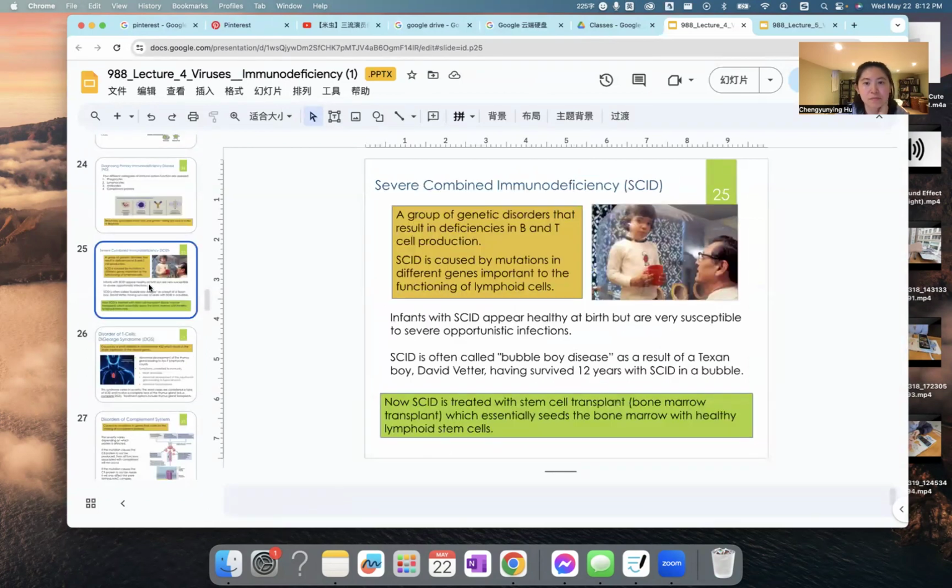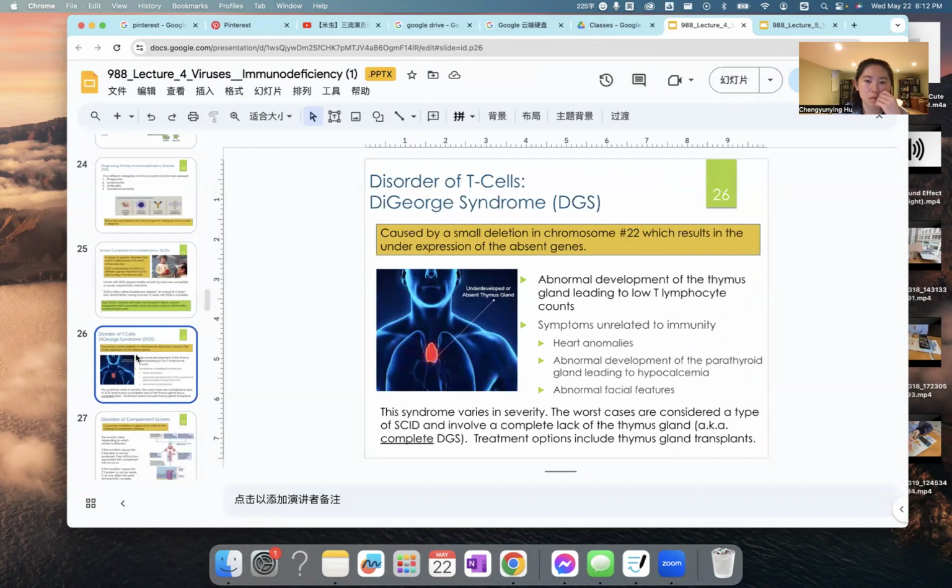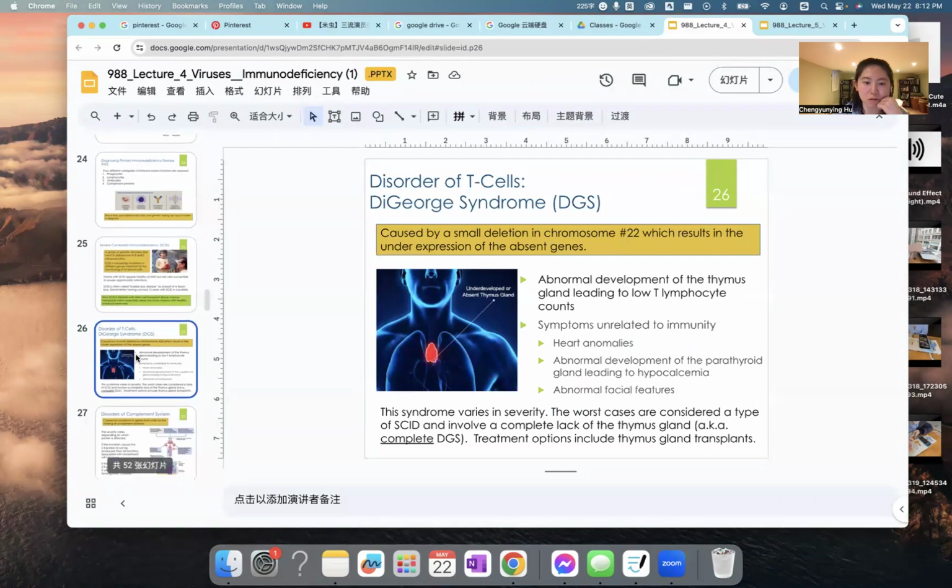SCID. This kid doesn't have B or T cell production. DGS, disorder of the T cell.